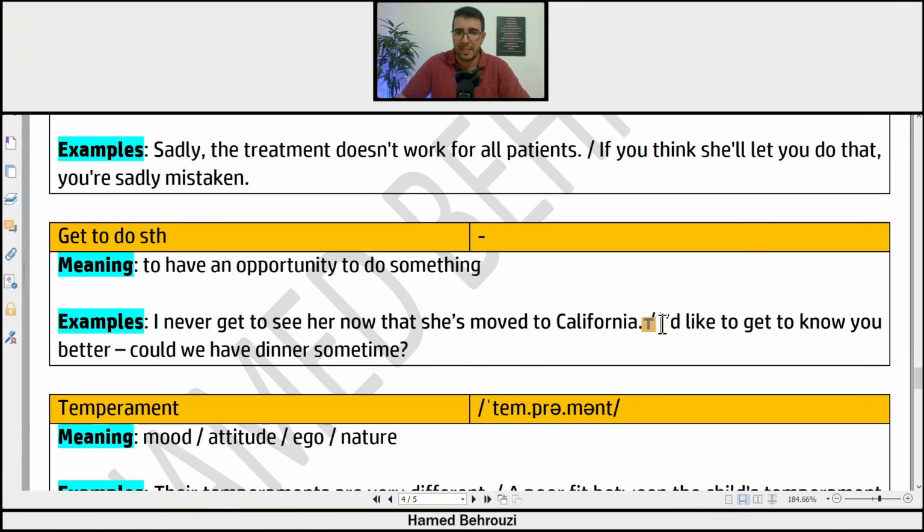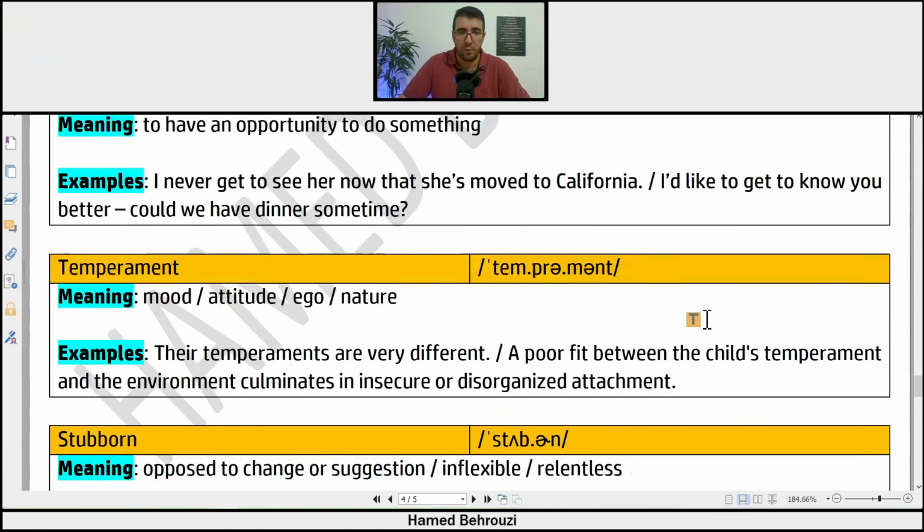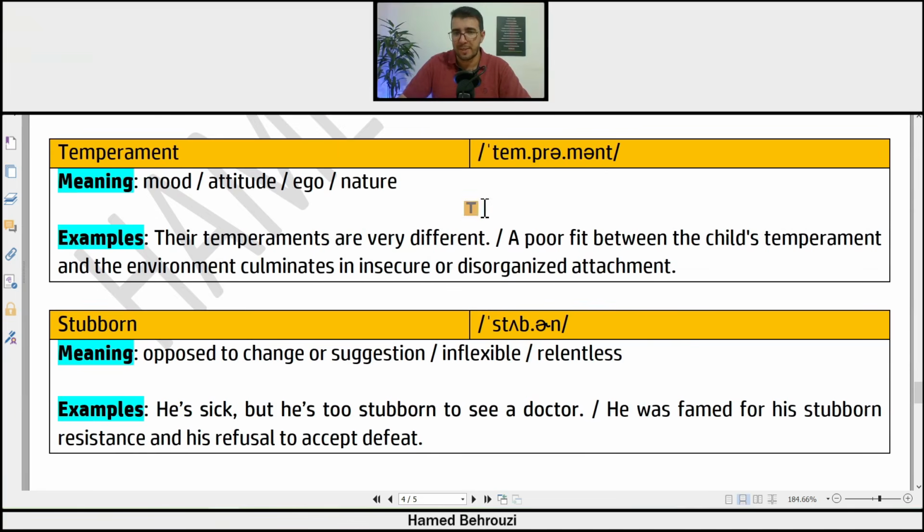And then the next one says, I'd like to get to know you better. Could we have dinner sometime? Get to know you better. It means like have an opportunity to know you better. That was a really important word. The next word is temperament. What's the meaning of temperament?